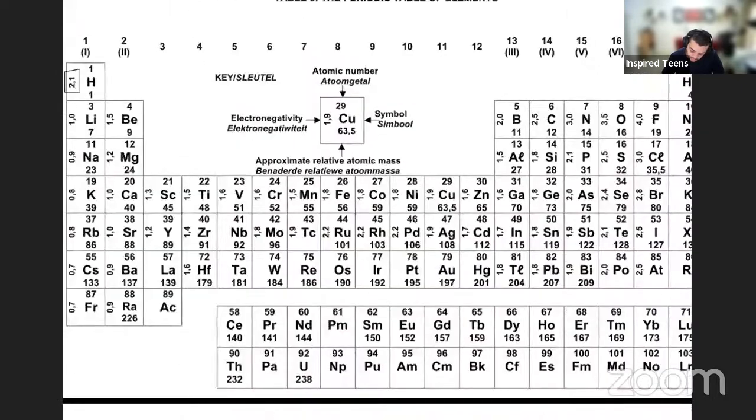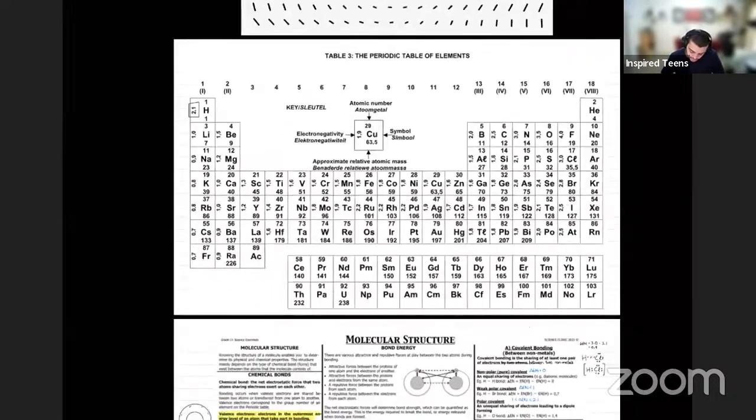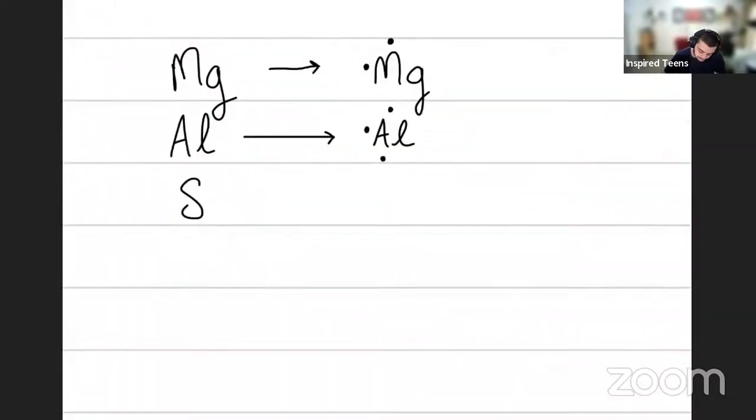Let's go back to our periodic table and look at sulfur. Sulfur is in the 6th Roman numeral group, so it has 6. So let's go back and draw it. 1, 2, 1, 2, 3, 4.